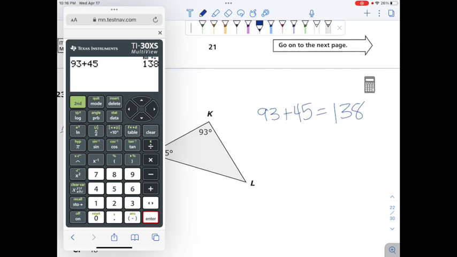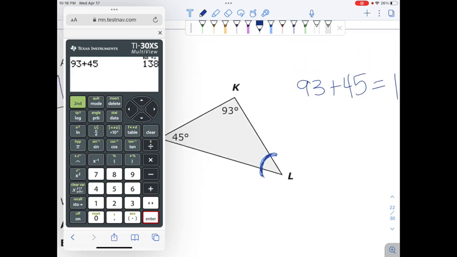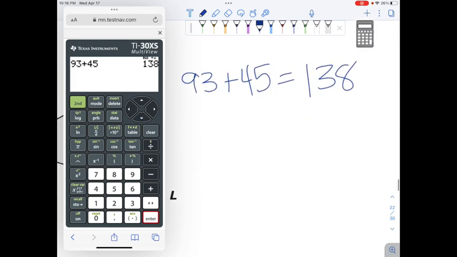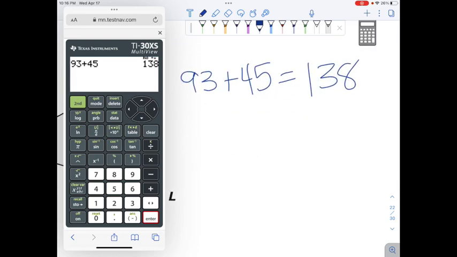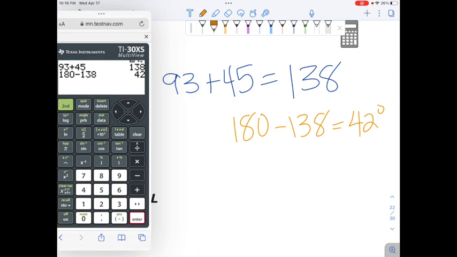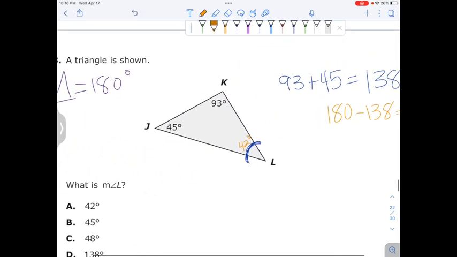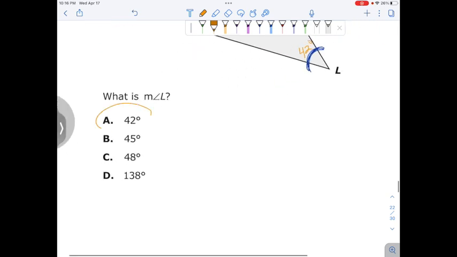So I need to figure out this missing one right there, so that when I add up the 3 numbers, I get 180. So that means that this is a minus problem. Now we have 180 total minus the 138 we already have. And I'm putting it in a calculator because that matters on the MCA, equals 42. So the angle that's still here hanging out is 42 degrees, angle L. That is A.